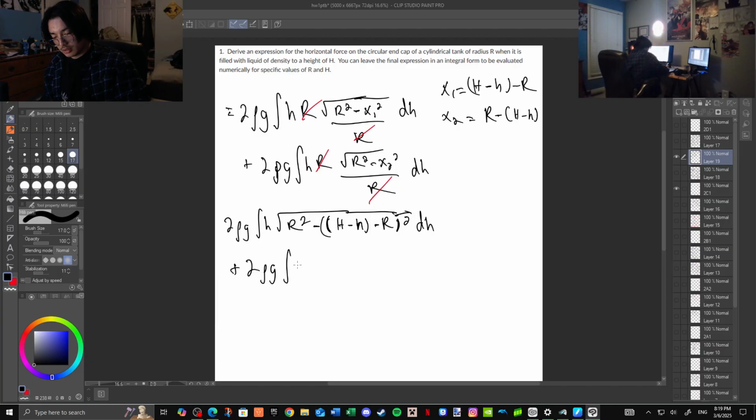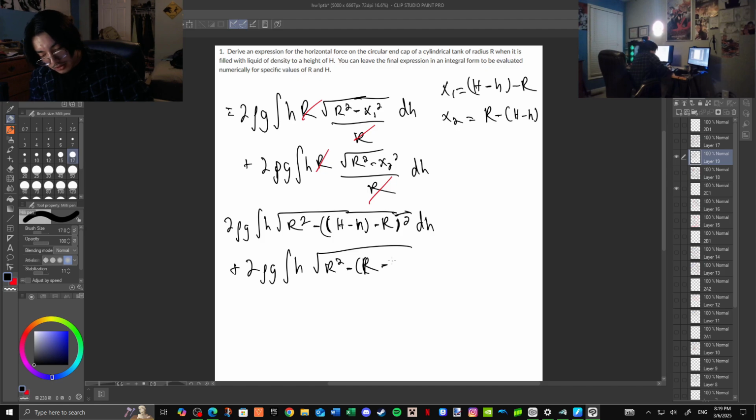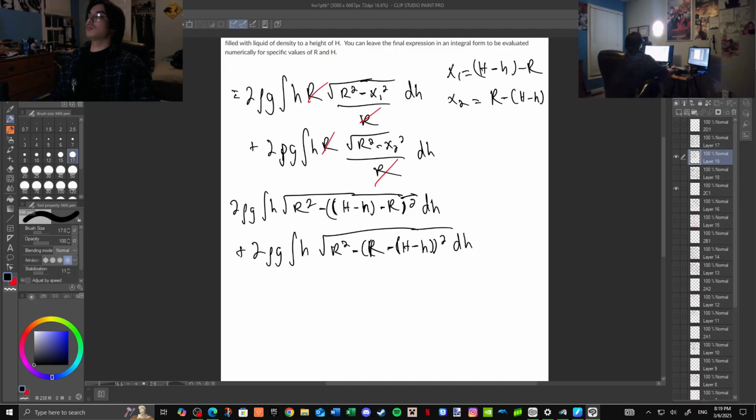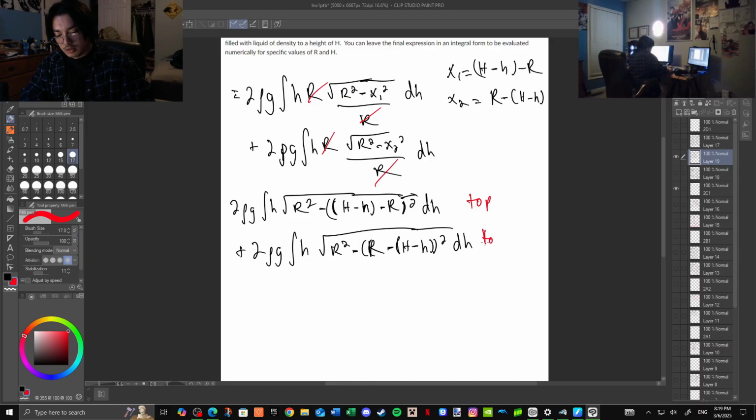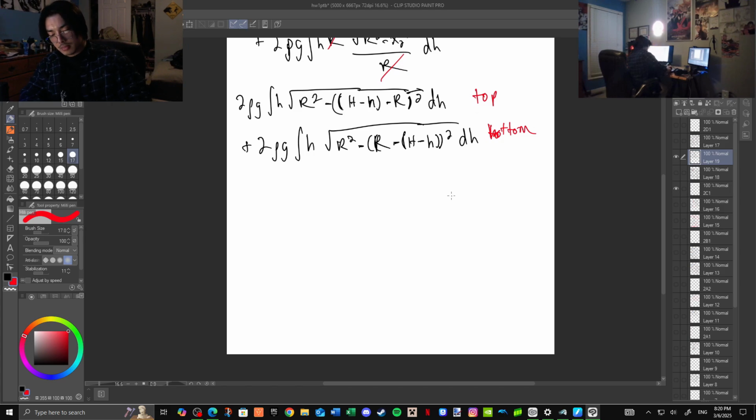2 rho g h times the square root of r squared minus r minus h squared, dh. And so we are almost done with this. We just need to find the integrals or the bounds of integration for these two equations. And so we have, again, the top and the bottom. So for the top half, let me draw another diagram for this scenario. So the top half, we're focusing on these points right here.